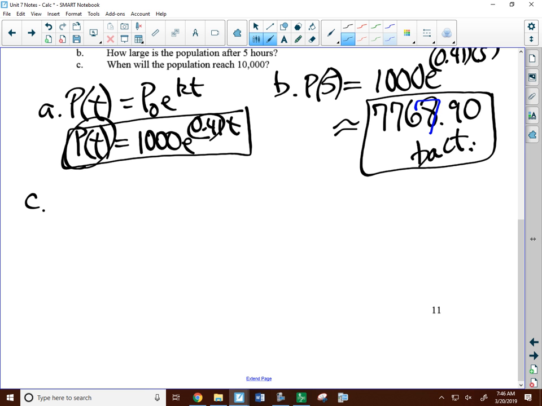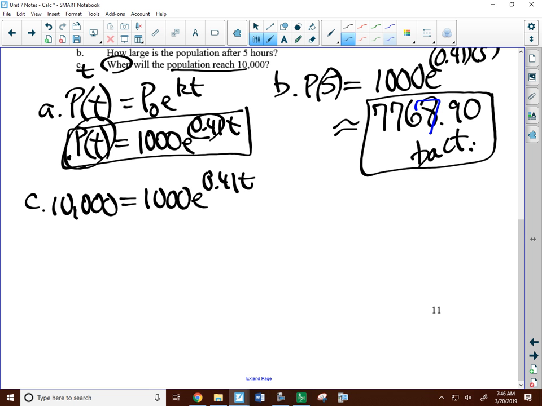Okay. So part C, when will the population reach 10,000? So see, on this, you start with the formula, and then every time you just gotta identify what is provided and what you need. So this one says when. That's asking for time. So we're solving for T. Population 10,000. This is the population at a given time. Not the initial, this is the population. So I'm plugging 10,000 in here for P of T. And then we're solving for T.